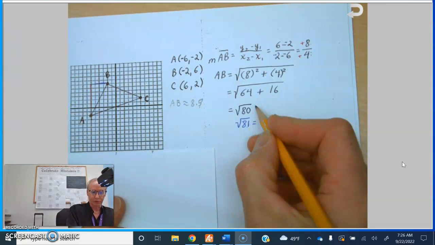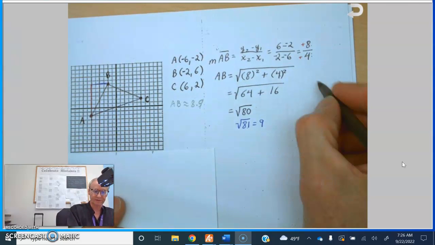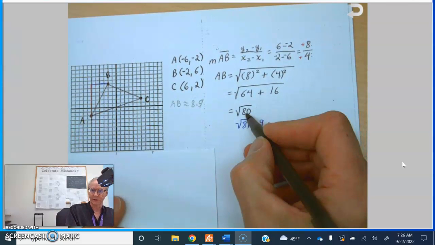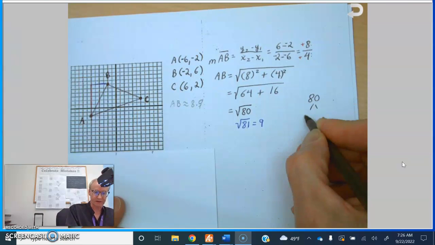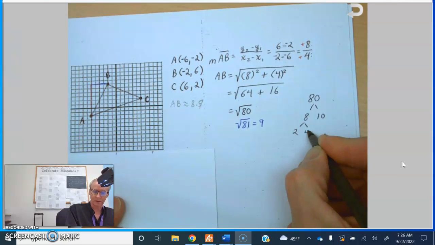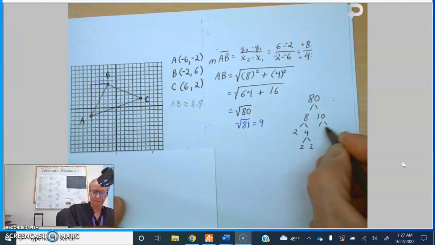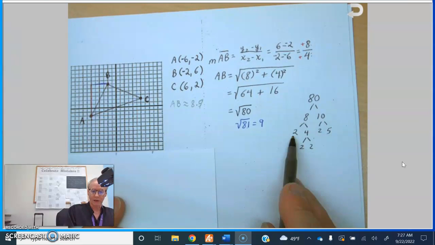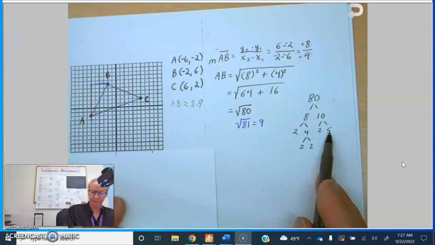Now this one is approximately 8.9, but we need to reduce this radical. Reducing radicals means there's a couple of ways to do it. We're going to look for a perfect square factor, or we're going to do a factor tree. I'm going to go ahead and do the factor tree for you. I know that 80 is 8 times 10, and I know that 8 is 2 times 4, and this is 2 times 2, and this one is 2 times 5. I have 1, 2, 3, 4 2's being multiplied together times 5.